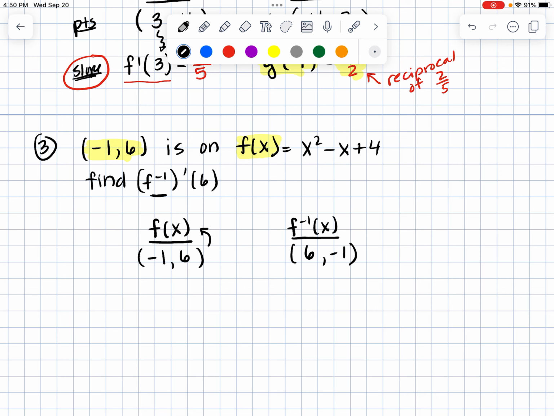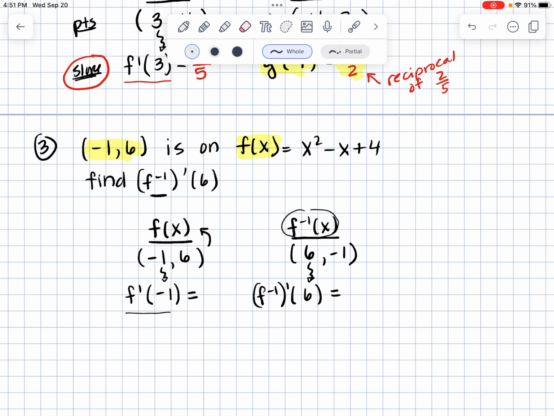Does that make sense? Okay, now the next part of the template, I'm going to find f prime of, and then I'm going to plug this little x value in, -1 equals, I don't know what it equals yet, but we're going to find out soon. And then this one right here, this function is f inverse, so I'm going to go f inverse prime of, and then I'm going to plug in the x value, which is 6. Now, on the other two examples, we actually had this information. But in this one, they didn't give me this information. I don't know what f prime of -1 is. They didn't tell me. So that means I have to actually find it.